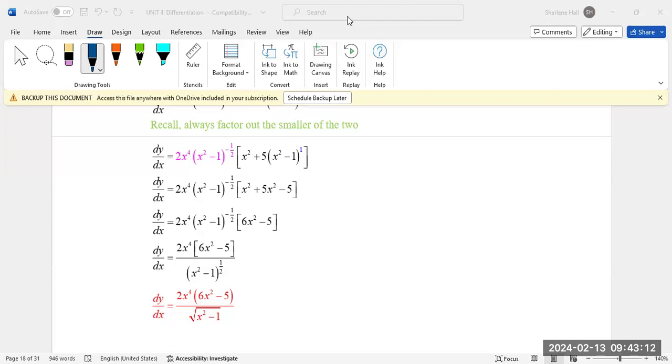Alright, so with this question here we have like 2x to the fourth, and you have x to the 2 minus 1 negative a half. When you have the different brackets, we kind of get a bit confused. Okay.